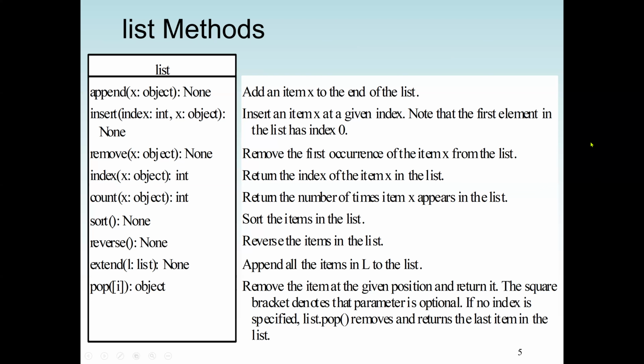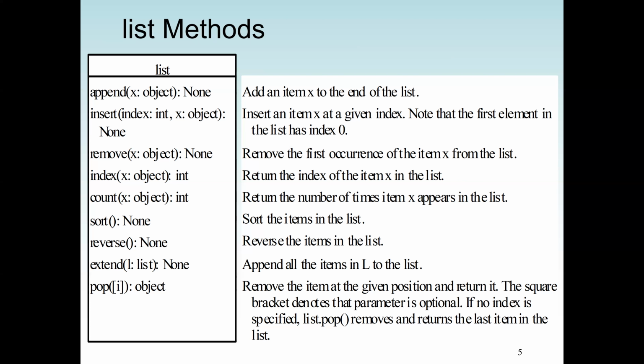Then we also have a method called count. This will return the number of times an item appears in the list. So if I say count X, if X appears only once, then it will return 1. If it appears twice, it will return 2.